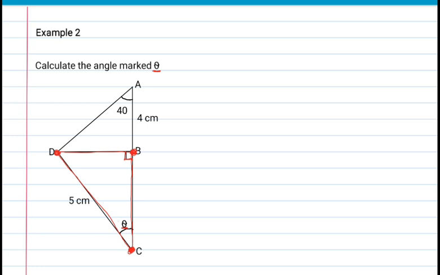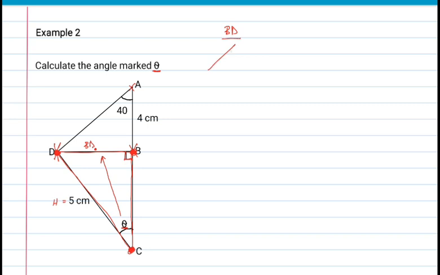So if you want to find theta, then this would have to be the opposite and this would have to be the hypotenuse. But here we have an unknown angle and also an unknown opposite, which means that we need to find the opposite. So we will find the opposite using this triangle that I've marked. Our opposite is BD. So let us firstly calculate BD.